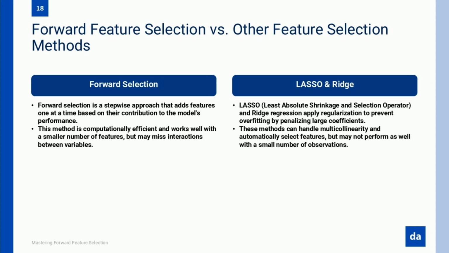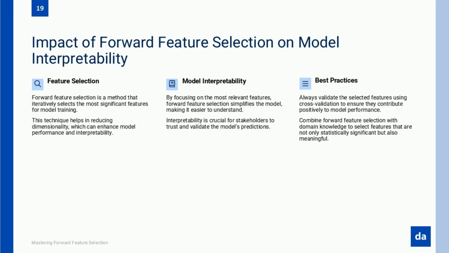But once you've selected the best features, how do you make sure the model remains interpretable? Let's explore how forward feature selection improves model transparency and helps stakeholders understand what's really driving predictions. A machine learning model is only useful if people trust it. And let's be real. No one likes a black box model that spits out predictions without any explanation. That's why forward feature selection isn't just about improving accuracy, it's about making models interpretable. Because if you can't explain why your model made a decision, good luck convincing anyone to use it.